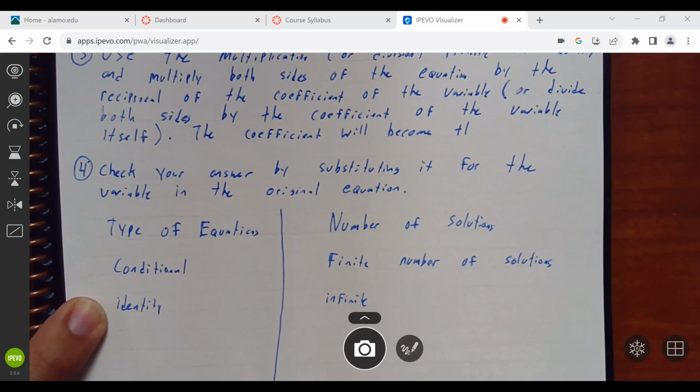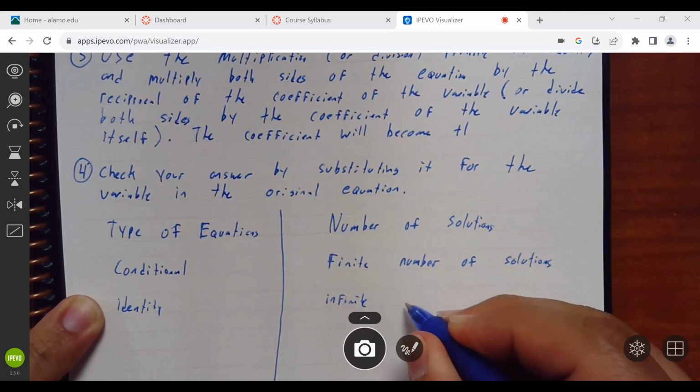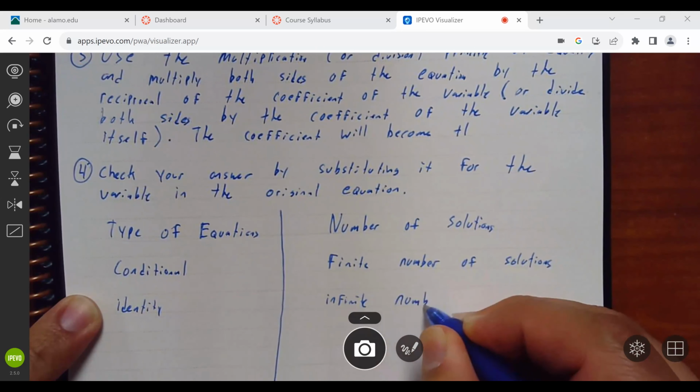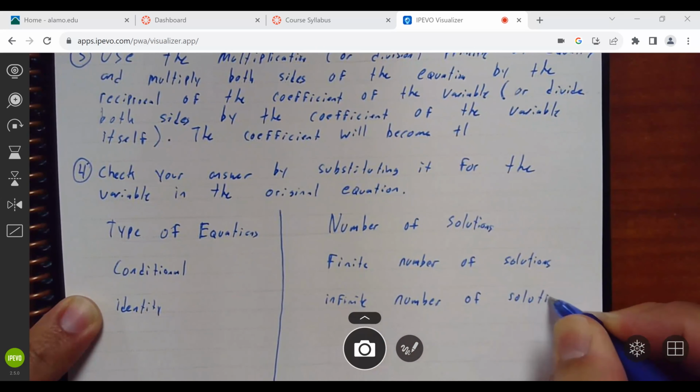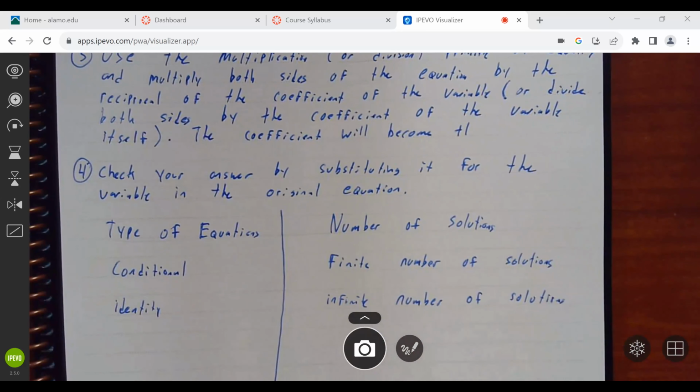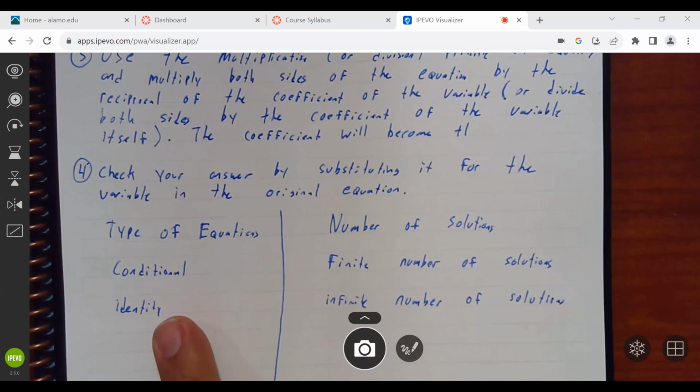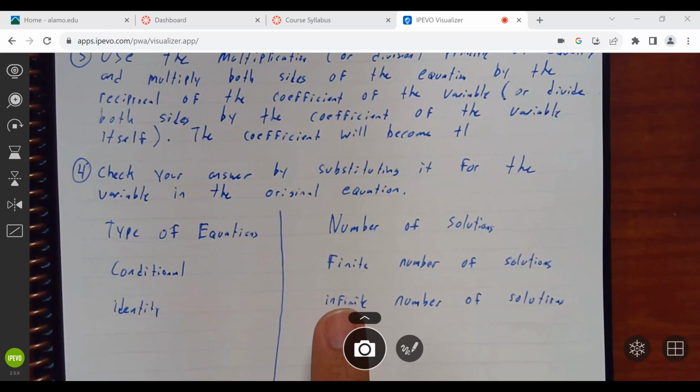Identity type means you have an infinite number of solutions. That means no matter what you choose, it's just always true. Could be like if you're solving for something, and the x's disappear, but you still have a true statement. Like, okay, well, it's not wrong, but what happened to the x? You see that scenario, it's going to be an identity type. It has an infinite number of solutions.